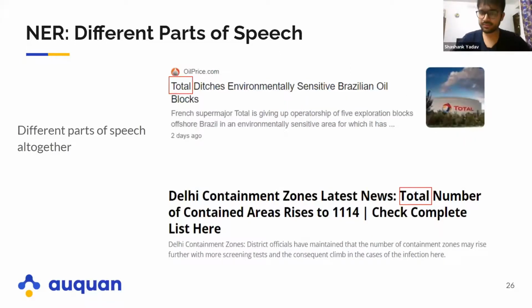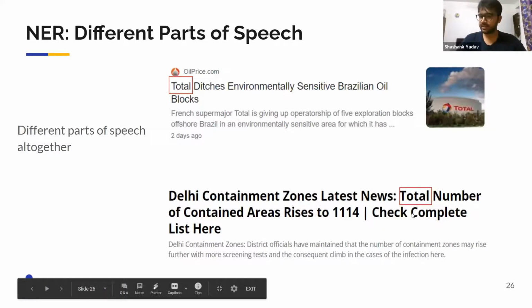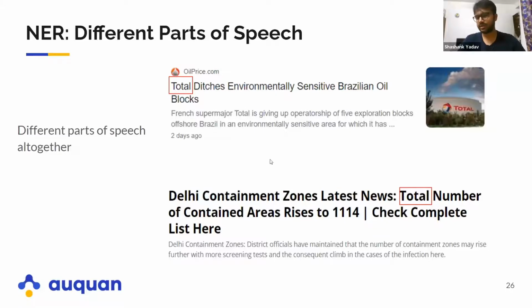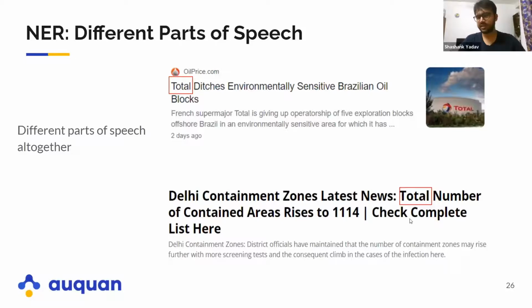Here's another example. Total is an oil company, and there's news about Total, and there's another news item close to where I live, and both have the word total. So if you were looking for this word, your system will fire in both. But here it refers to a company. Here it is not even a noun. So there can be a lot of such problems. These are just a few examples. And if you trade wrong on even a few of these, you might lose a lot of money.